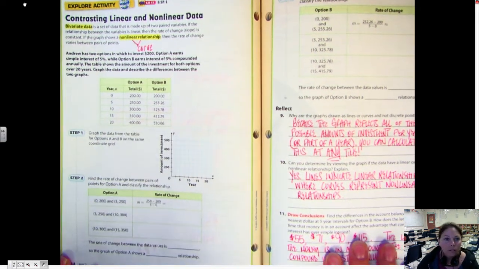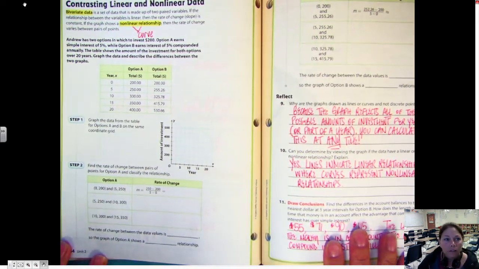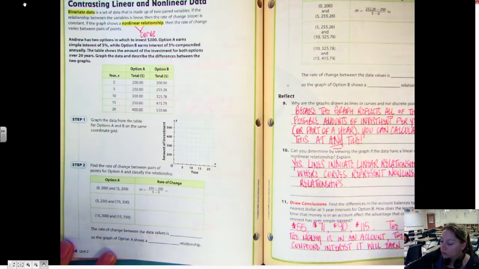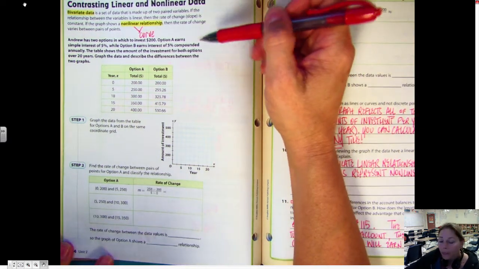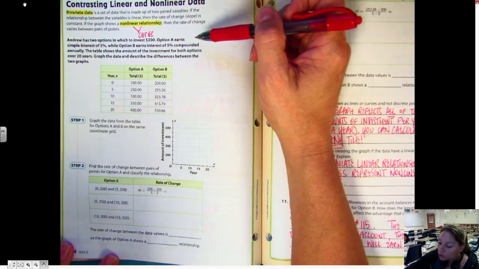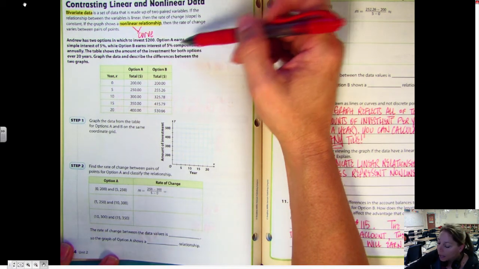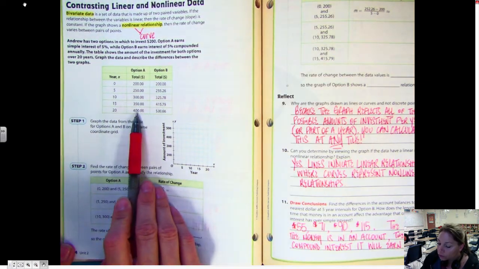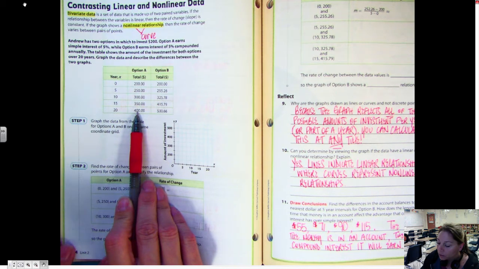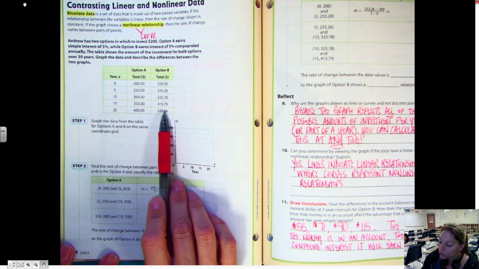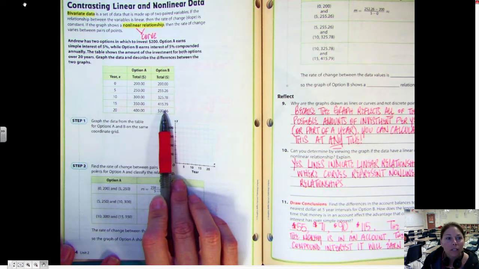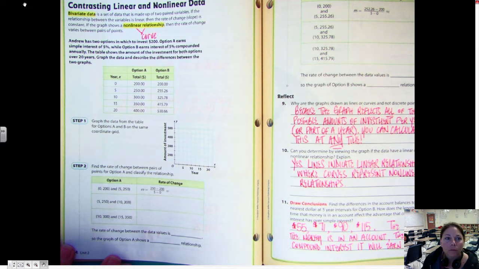So we're going to go through this briefly. I'm going to try and talk through this kind of quickly, so make sure you're taking good notes and asking questions tomorrow. It says Andrew has 2 options in which to invest $200. Option A earns simple interest of 5%, while option B earns interest of 5% compounded annually. The table shows the amount of the investment for both options over 20 years. Graph the data and describe the difference between the 2 graphs.